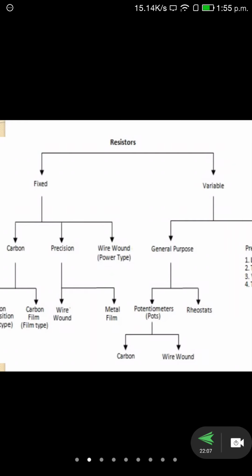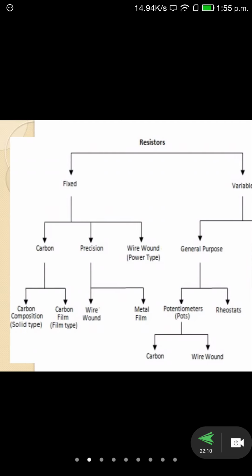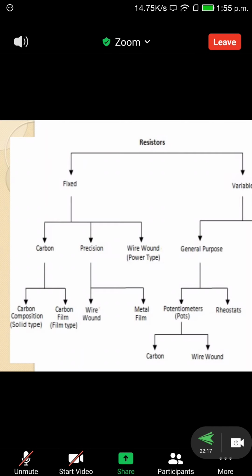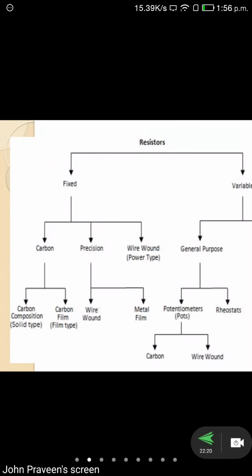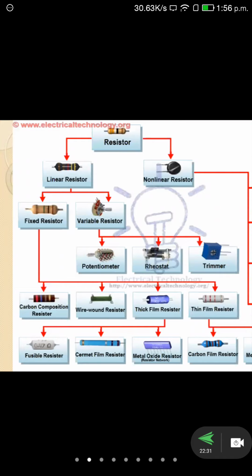Next, variable resistor is subdivided into two types: general purpose and precision type. Precision type: LDR, thermistor, varistor, trimmer. Next, general purpose resistor is subdivided into two types: potentiometers and rheostats. Finally, potentiometer is subdivided into carbon as well as wire wound resistor. So these are the structures. The first one you can observe here is the resistor representation, a carbon composition type. That is a symbolic representation for the resistor.